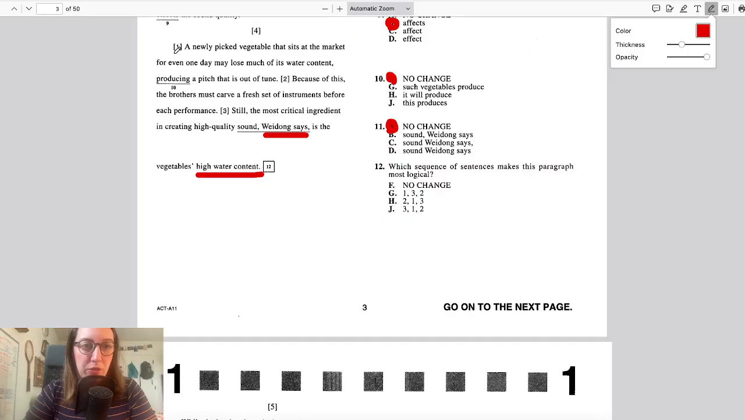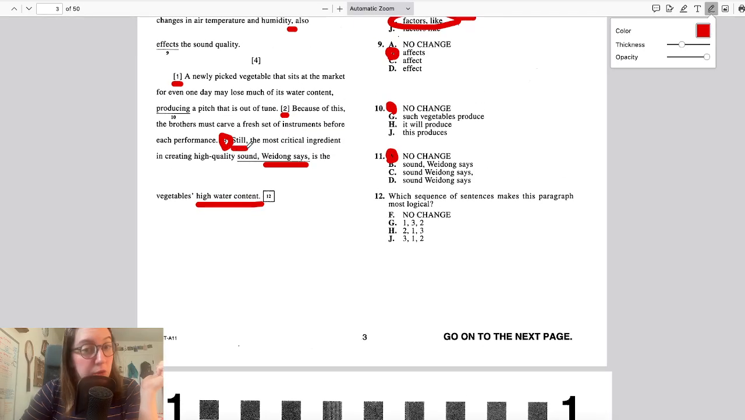You'll notice that they've got the sentences numbered 1, 2, 3. So we have a newly picked vegetable that sits at the market may lose much of its water content, creating a pitch that's out of tune. So what this strikes me as is kind of a sentence that's explaining why this is a problem. So the water content is related to the age of the vegetable, right? So I would start this paragraph with number 3.